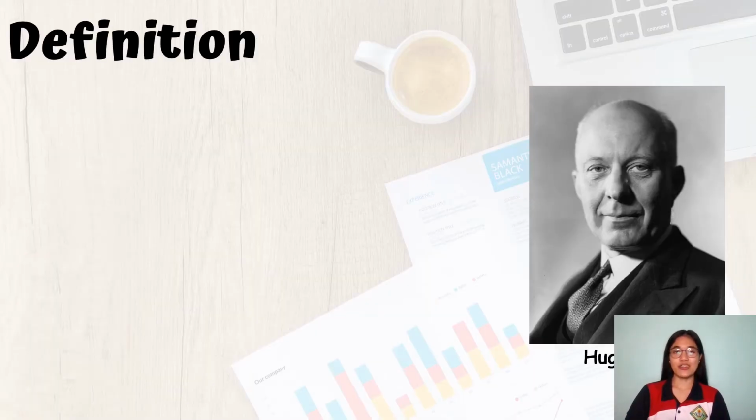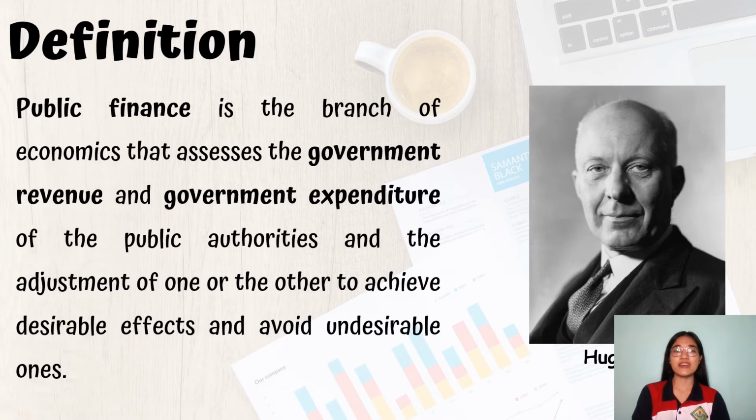According to Hugh Dalton, a British Labour Party economist and politician who served as Chancellor of the Exchequer from 1945 to 1947, public finance is the branch of economics that assesses the government revenue and government expenditure of the public authorities and the adjustment of one or the other to achieve desirable effects and avoid undesirable ones.